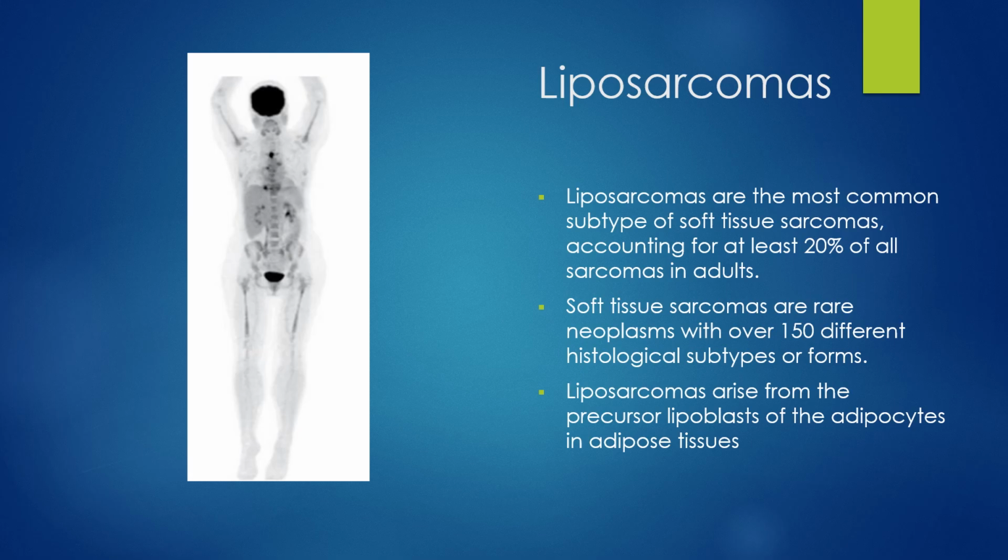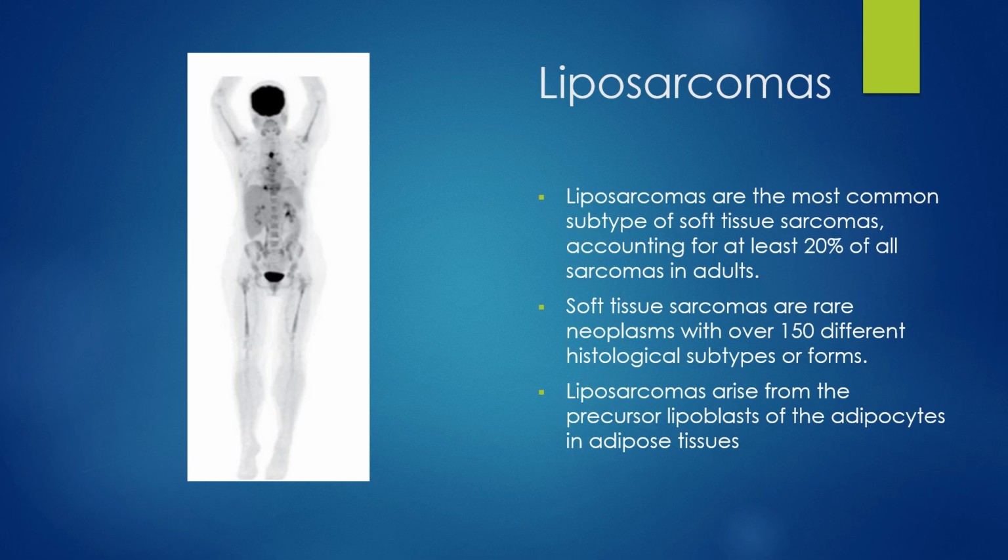Now, liposarcomas are a very common subtype of soft tissue sarcomas, which are the ones that originate from soft tissue, and they account for at least 20% of all sarcomas in adults. They are still considered fairly rare, though, but there are over 150 different histologic subtypes or forms. There's a lot of different types of soft tissue in our bodies. And the liposarcomas arise from precursor lipoblasts, or the adipocytes in adipose tissue. So remember, adipose tissue is fat. So these are basically originating from fat cells. That doesn't necessarily mean that the person is obese. It just happens to be where the cancer derives from.